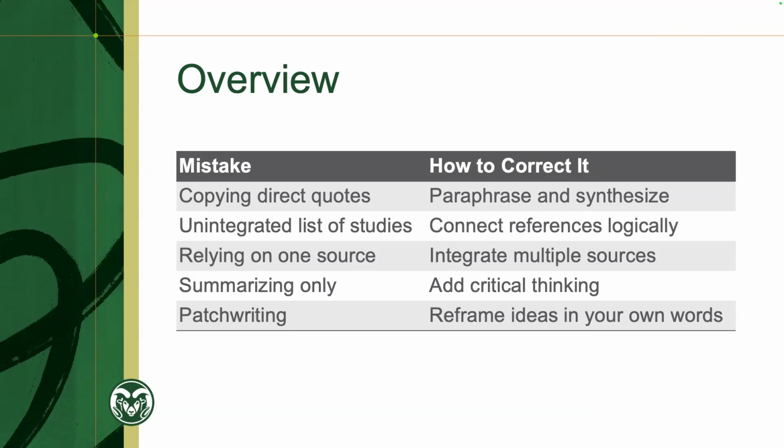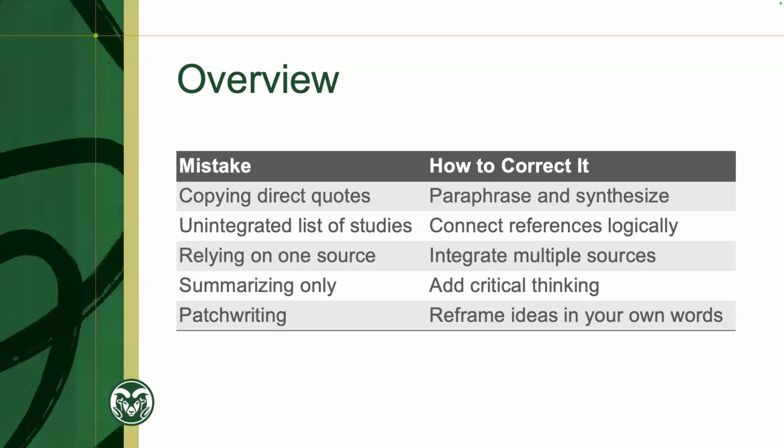So instead, you should be paraphrasing and synthesizing what you're reading, putting it in your own words, and we'll talk about what that means. The next mistake is an unintegrated list of studies without providing critical analysis and a flow. Then, relying on just one source, as opposed to bringing in multiple voices to the section. Then, providing just a summary and not a critical critique of how it relates to what your actual application is. And the last one is patch writing, which is basically if you just modify a couple of words and don't actually reframe the entire thought into your own words.